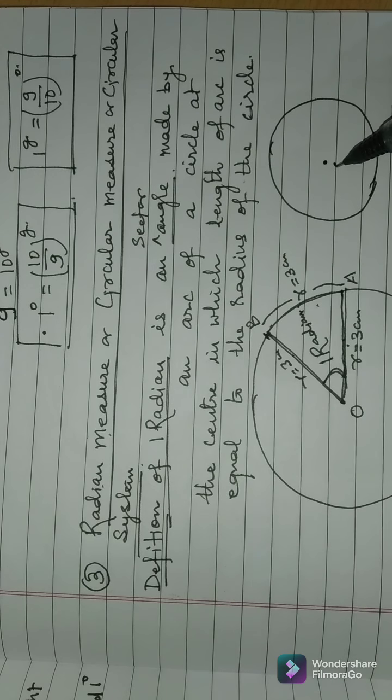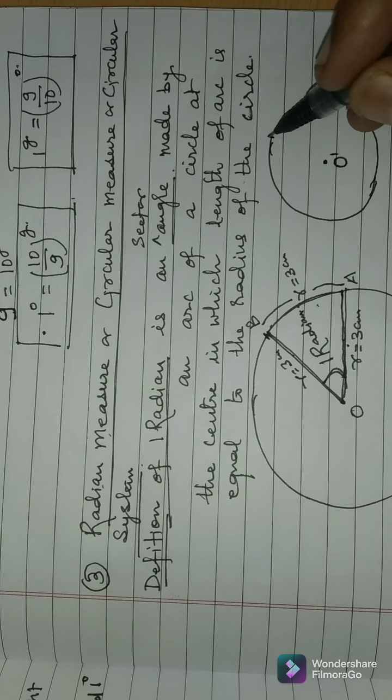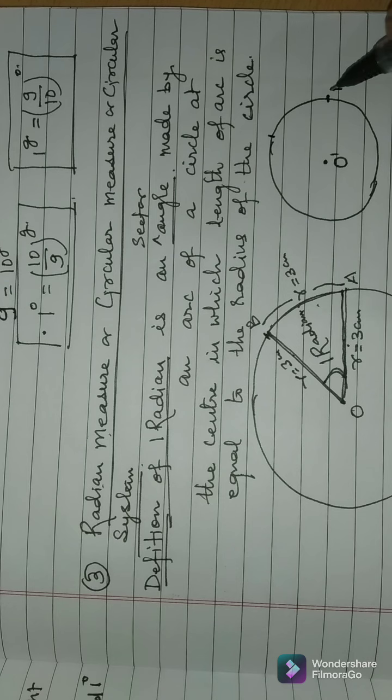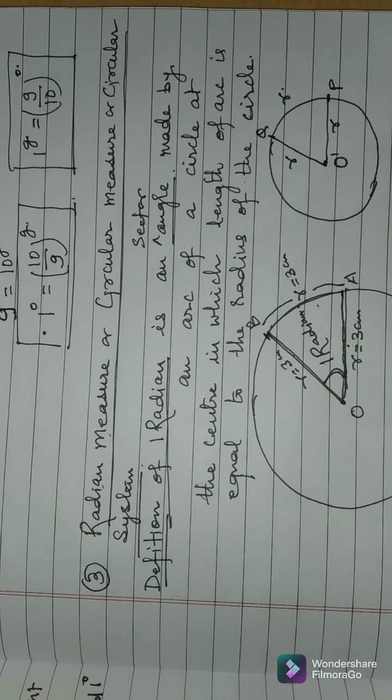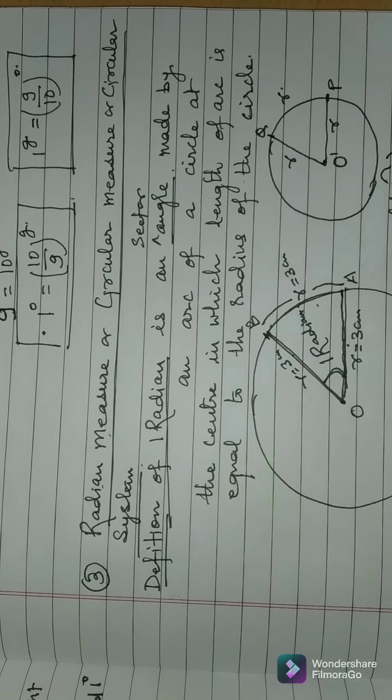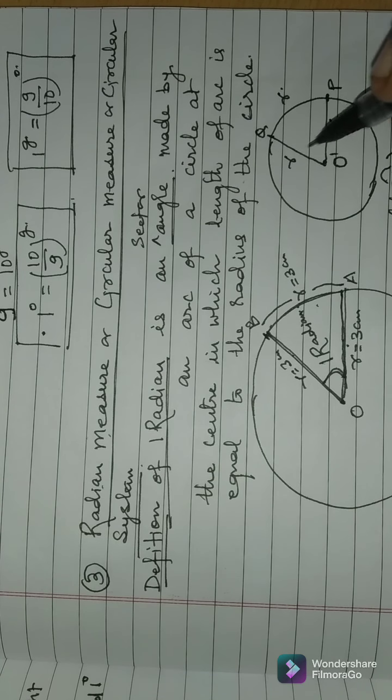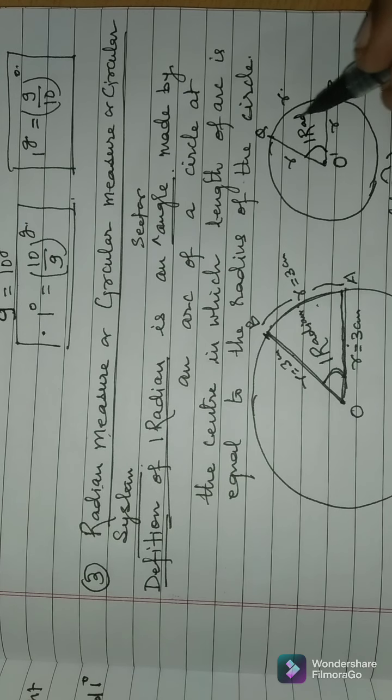Suppose this is the center O, and here I am taking an arc PQ, and the radius of the circle is R. If the length of the arc PQ is equal to the radius of the circle, then this angle is equal to 1 radian.